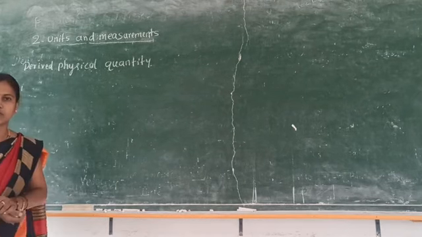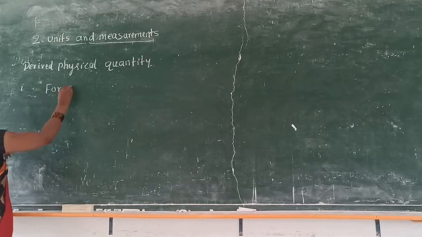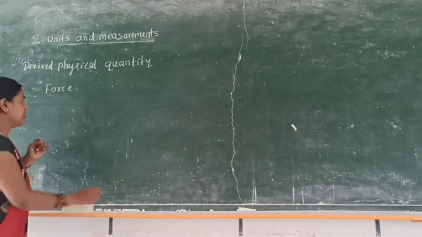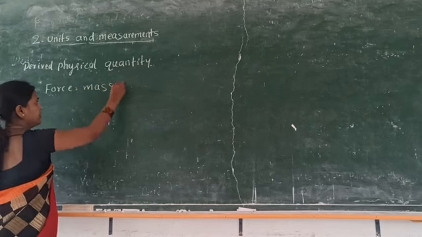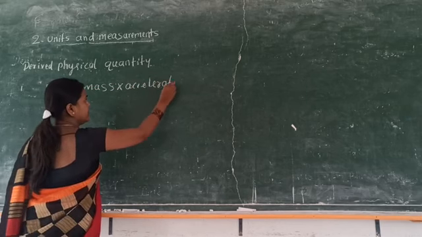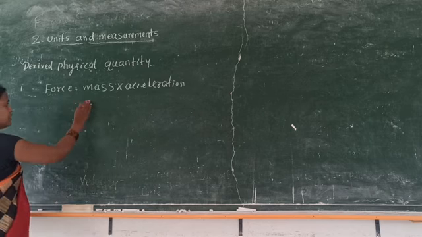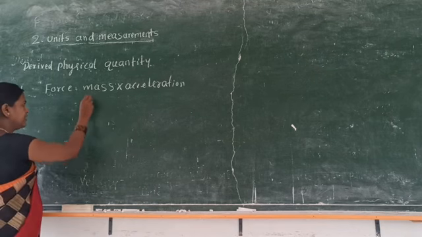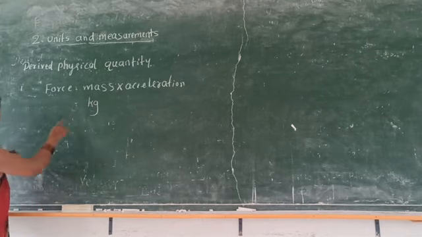Derived physical quantity. The first one is force. Force can be measured as the product of mass and acceleration. Mass into acceleration. Mass is measured in terms of kg. It is a fundamental one.